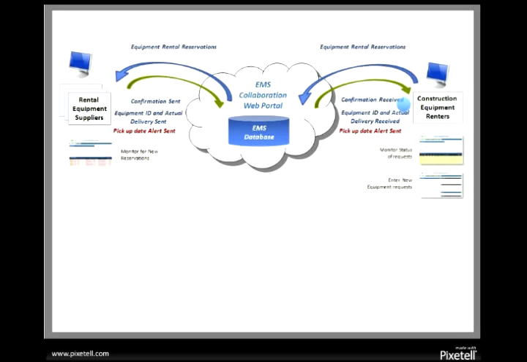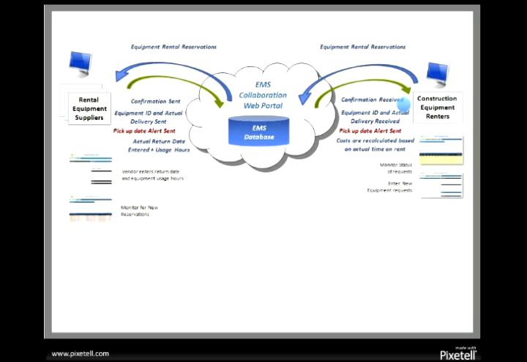Once the equipment has been delivered, the supplier will enter the specific equipment ID and the actual delivery date. The renting company will be on the lookout for the equipment, and when it has arrived, will notify the renter. Once the equipment is ready to be returned, an alert will be sent to both the renting company and to the rental equipment supplier, making them aware that it's ready to be picked up. Once the equipment has been returned, a return date will be entered and the actual usage hours of the equipment will be recorded.